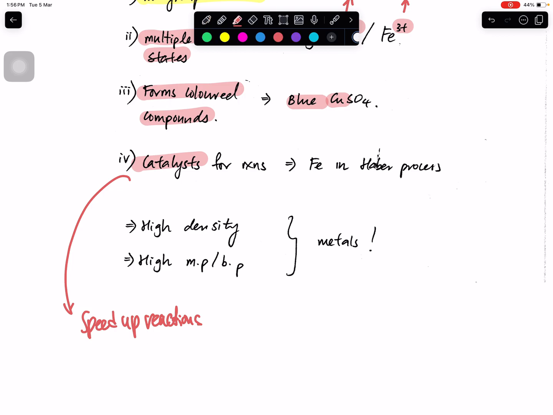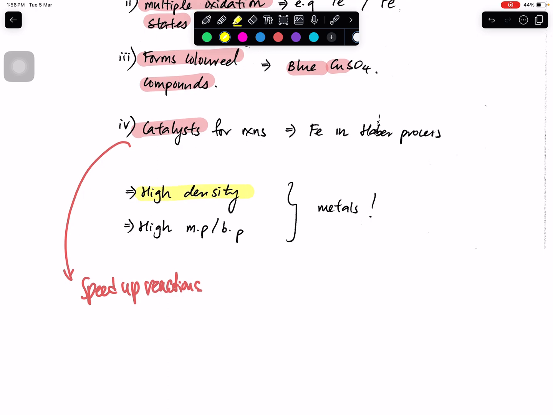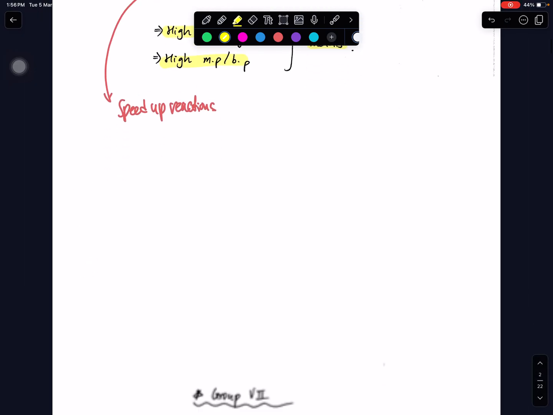Other than that, transition elements are mostly metals. They tend to have very high density and high melting point. When I say that, it means higher density and higher melting and boiling point than the other metals. So if you're okay, let me show you which questions to try.